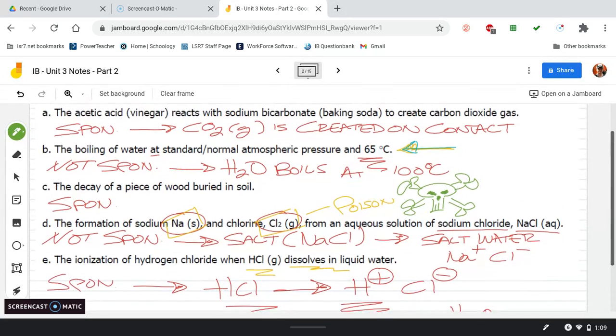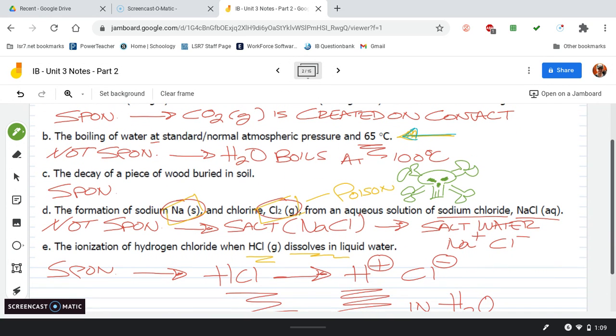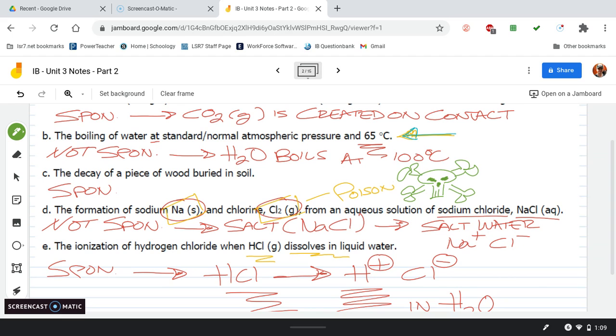Okay, this is where we stopped. Just spontaneous versus not spontaneous. Spontaneous means something happens on its own. Not spontaneous doesn't happen on its own. I redrew the skull and crossbones because that was a pretty bad looking poison symbol. So there you go. All right.